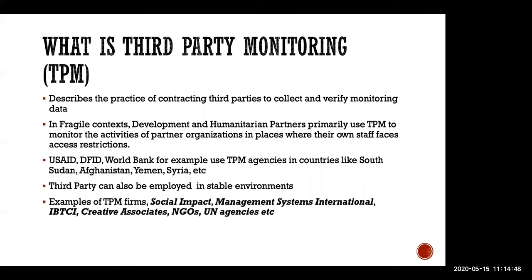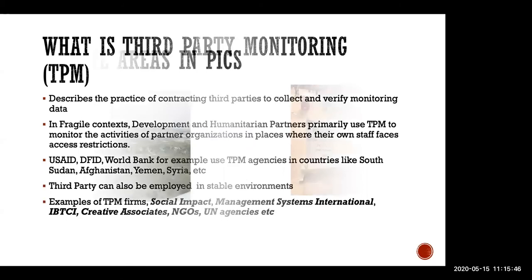And also to mention that third-party monitoring can also be employed in stable environments as well. It's not just mainly in the fragile context, but also in the development context. For example, there are quite a lot of companies that can be used. I'll also give an example of USAID. They have different contracting arrangements with companies like Social Impact, Management Systems International, DAI, Creative Associates, even NGOs as well, where they can have maybe 5-year-long contracts to do third-party monitoring and also evaluation. So some organizations, when they're contracted, go beyond the monitoring bit, and they also run evaluations for the donor. So this is what USAID does in some countries in fragile or development contexts.